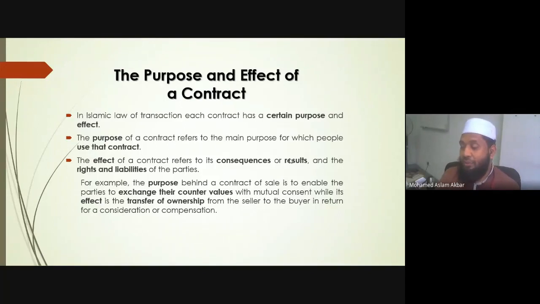So the effect is the transfer of ownership. Once you're done with counter values and mutual consent, then whatever you are going to get right now, the product, together with the product you are getting the transfer of ownership.